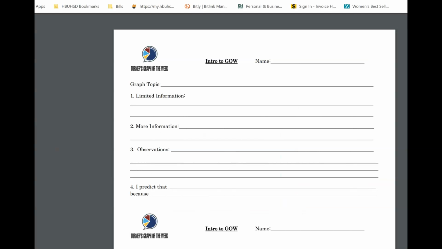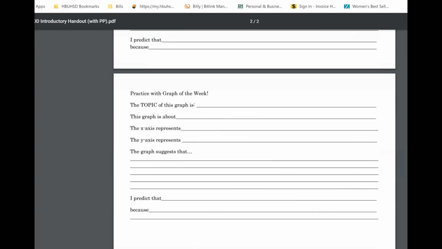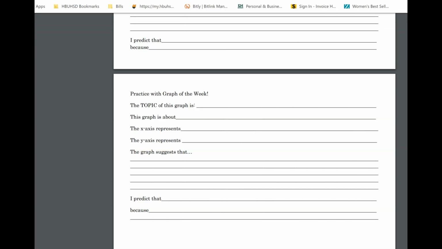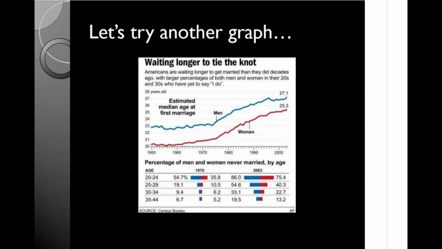Okay, welcome back. So on the back side of your half sheet, you see this. So we're going to practice with the graph of the week. Now remember, on the previous one that you just saw to introduce you to this, it's so vital that we acknowledge all of the information given. If we're just given a squiggly line, we're not really able to tell what the graph is representing, nor could we make assumptions from it. So I want you guys to look at this, please.